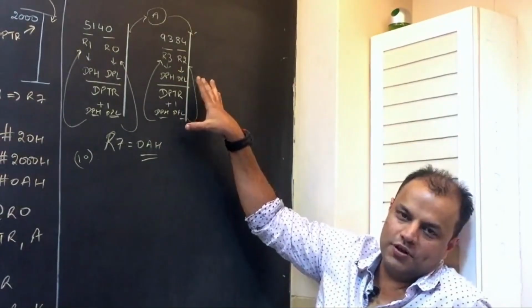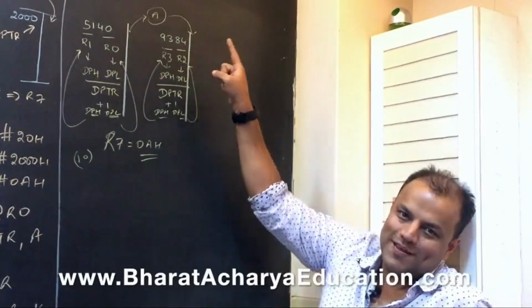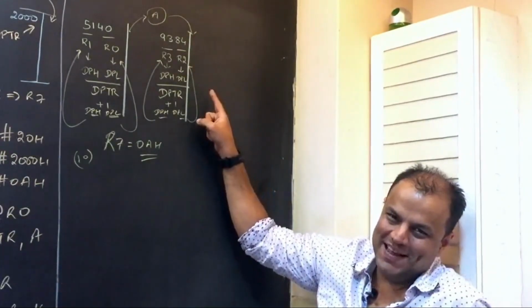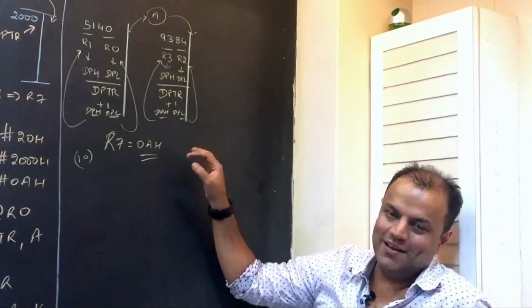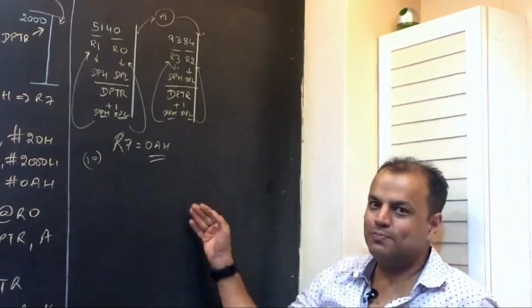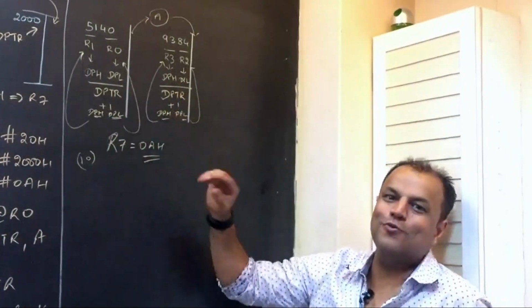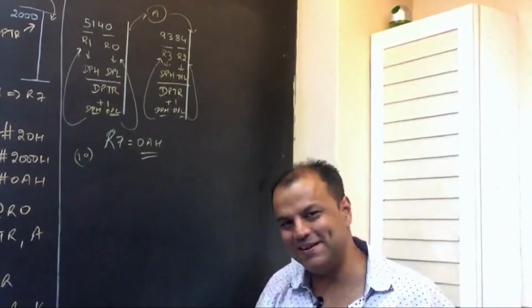DPTR is now pointing to your destination. Store the data from A to the location pointed by DPTR. Increment DPTR. Put the incremented value back into R3 and R4 for the next iteration. Please tell me, did you understand?